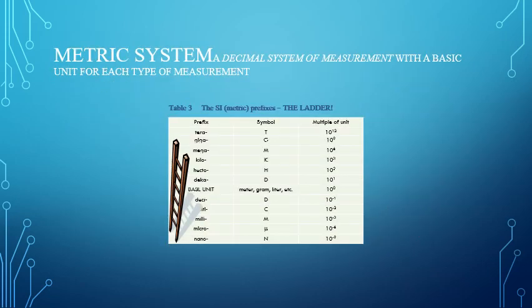The metric system is a decimal system of measurements with a basic unit for each type of measurement. It's based off of powers of 10, so it makes it really nice to manipulate our numbers. These are the metric prefixes that you will be responsible for in this class, everything from tera down to nano. Tera is 10 to the 12th power. Giga is 10 to the 9th. Mega, 10 to the 6th. Kilo, 10 to the 3rd. Hecto, 10 to the 2nd. Deca, 10 to the 1st.